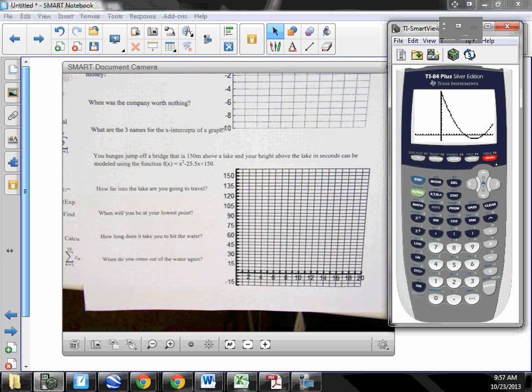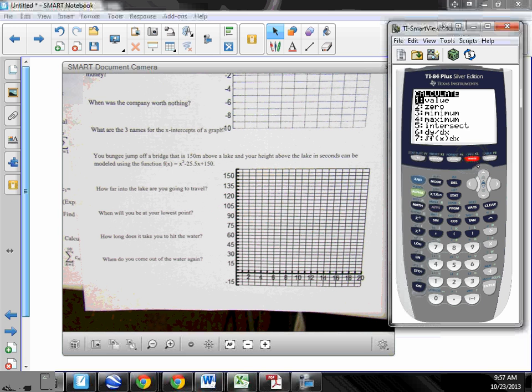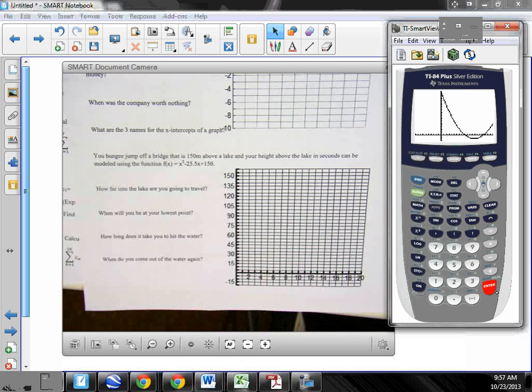So the first question asks, how far in the lake are you going to travel? How deep in the water are you going to go before the bungee cord yanks you back out? So let's find the minimum. So second calc, minimum. And it looks like it's somewhere around, I don't know, 16. So my left bound, I'll guess 12. My right bound, I'll guess 18. And my guess, I'll guess 15.